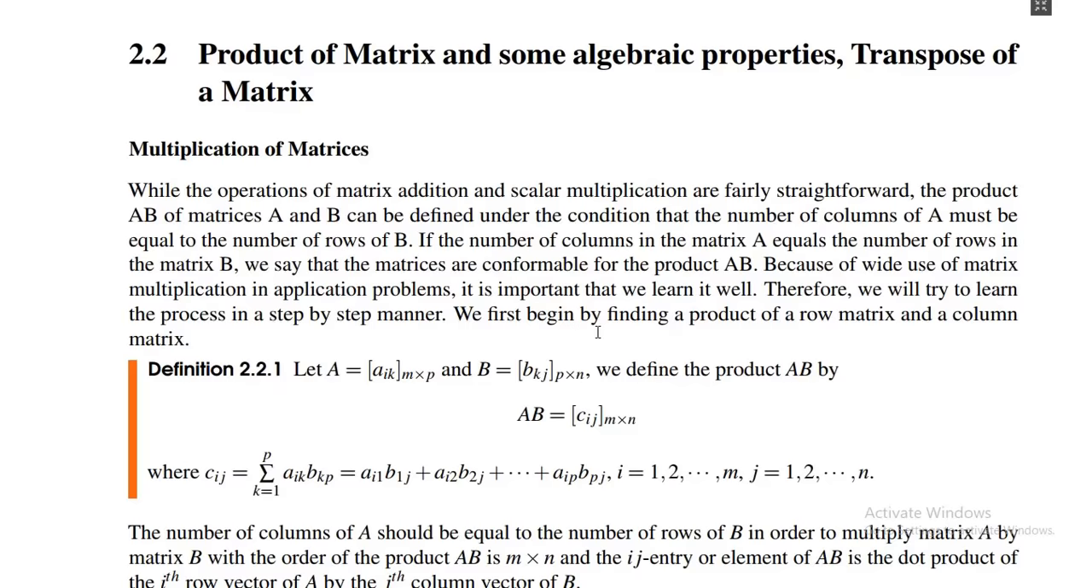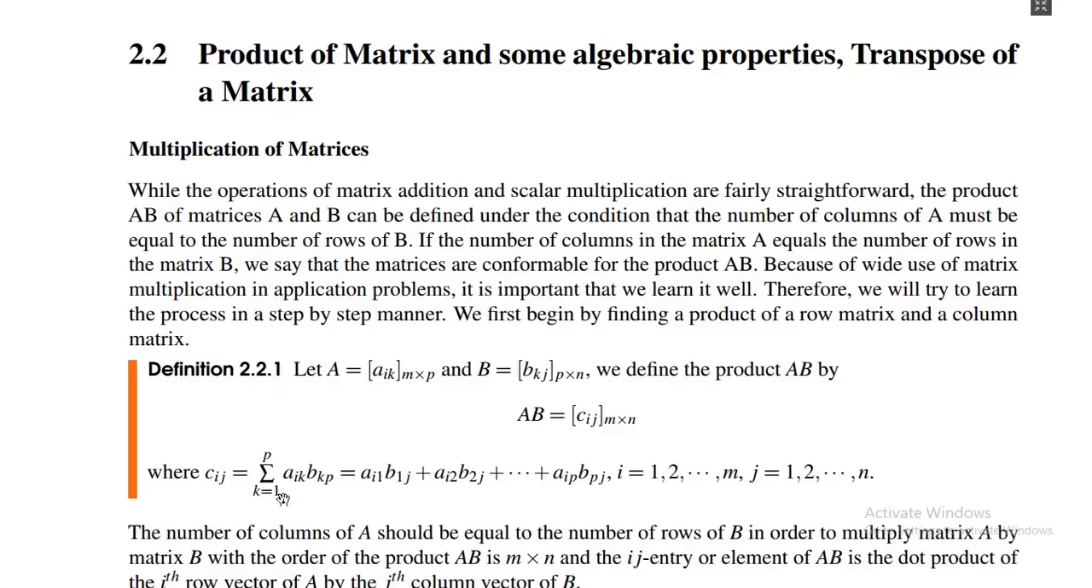So, we first begin by finding the product of a row matrix and a column matrix. Let matrix A be given with entries a_ik of order m by p and matrix B with entries b_kj of order p by n. We define the product AB, A times B, as equal to C_ij of order m by n, where this C_ij is the summation of a_ik b_kj, where k runs from 1 up to p.